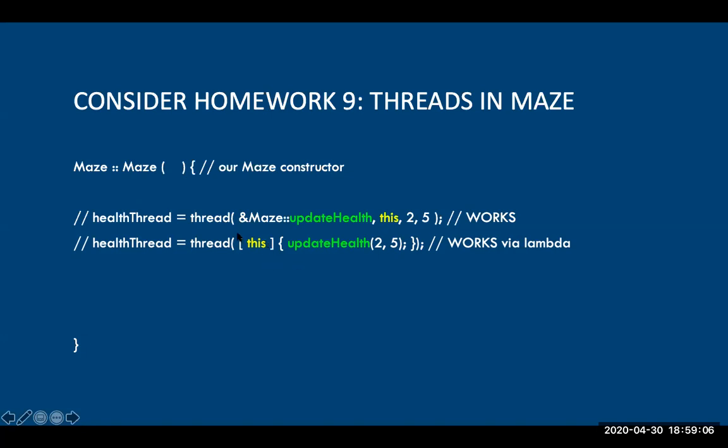But we could also pass into the thread constructor a lambda, which captures this, or in other words, the pointer to the current instance of the maze class, that way. So two ways to do the same thing. But for the rest of you, don't worry about it. This is the kind of ninja style way of doing it.